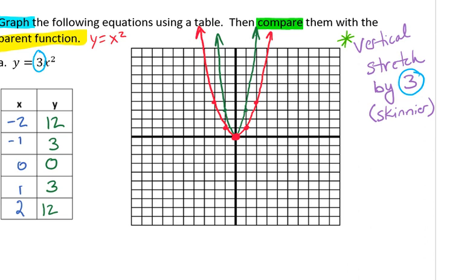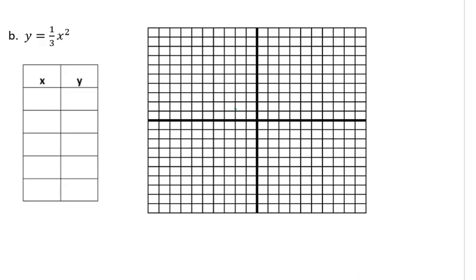Let's do another example. In this example, we'll be graphing y equals 1/3 x squared. So we'll still fill out our table with a -2, -1, 0, 1, and 2. And we're going to plug that in, just like we did before. So we're going to have 1/3 times (-2) quantity squared. And when we plug that in, that's going to give us a 4/3.